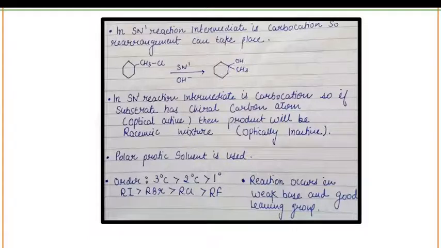These SN1 kinds of reaction always take place in polar protic solvent. When you talk about the order of reactivity in case of SN1 kinds of reaction, 3 degree halides are the major, and in case of reactivity of halogens, RI is the maximum reactive.